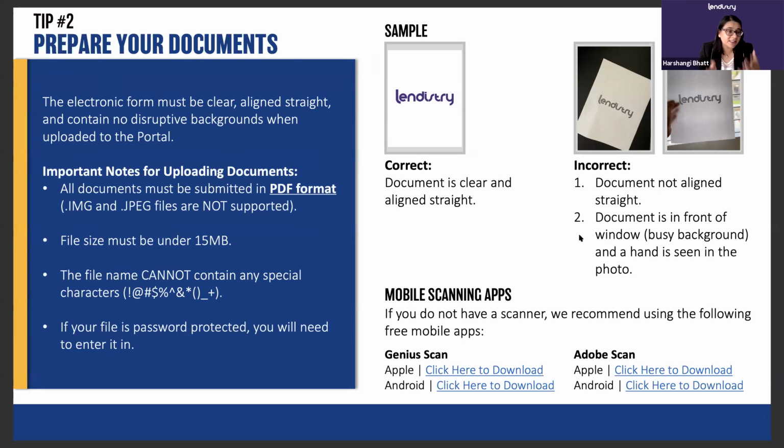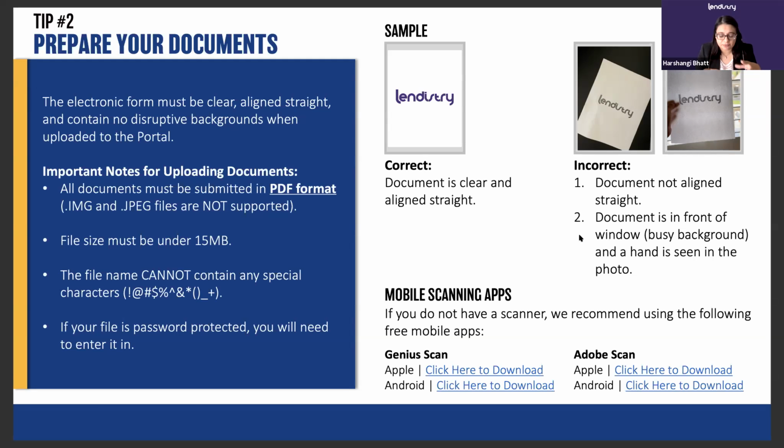So on the left, this is what we want to see. And on the right is something that we don't want to see. Important parts to the actual application uploads for documents: make sure that the file size is under 15 megabytes. Make sure that the name that you actually put in doesn't have any special characters like an exclamation point or a plus sign. That's not gonna allow you to actually upload.